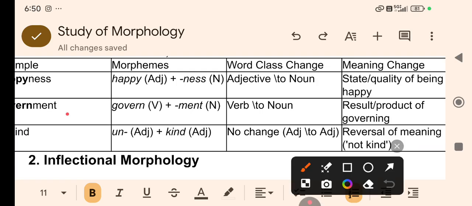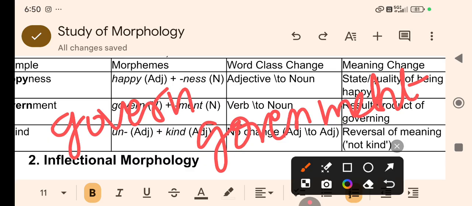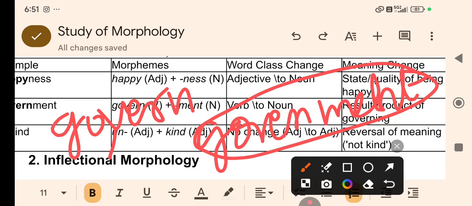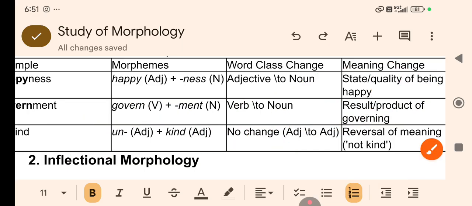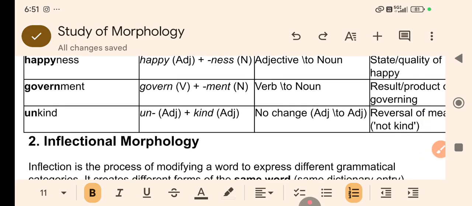From govern, government. So govern, like they govern the class, right? Who govern, so that is the verb form. And government, like the Indian government, that's a noun form. So when you add ment, it becomes a new part of speech.